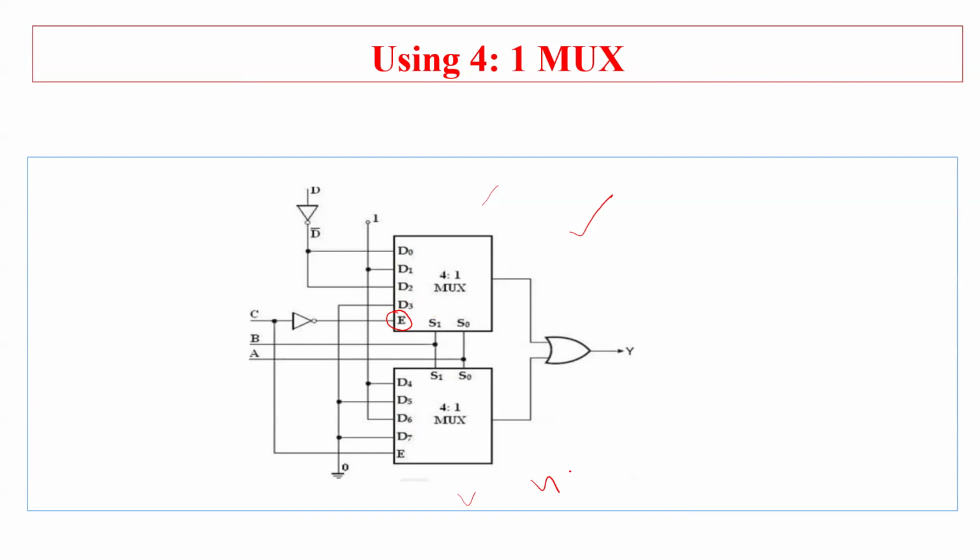For the remaining conditions, you add the outputs of the two multiplexers using an OR gate, and you obtain a single output, since the function needs only one output. Okay, so this is the way to implement a combinational logic circuit using a multiplexer. Hope you have understood. Thank you.